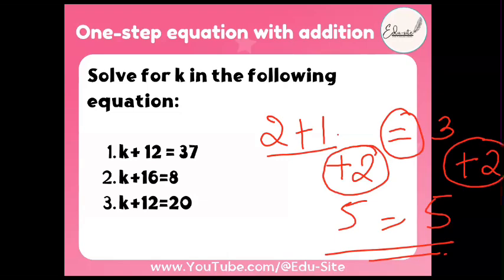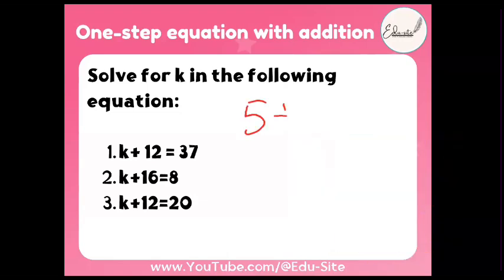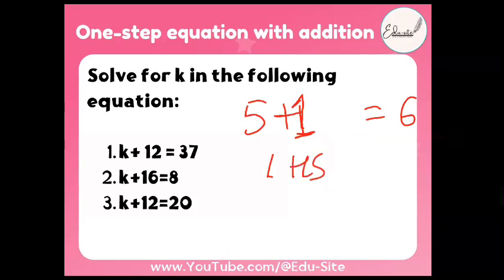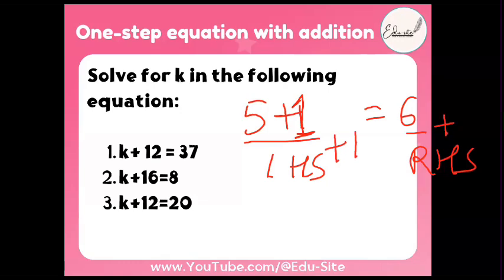Another example I'll give you. If you have 5 plus 1 on the left hand side and 6 on the right hand side, is this equation right? 5 plus 1 is equal to 6, right? Yes. Now, if you add 1 here and add 1 here, then the equation will be correct. For example, 5 plus 1 plus 1 gives you 7, and 6 plus 1 gives you 7.